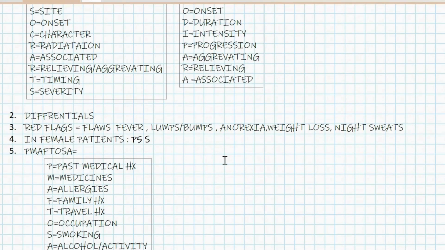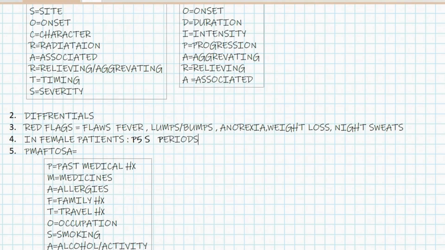Sorry, I forgot to add before, but after red flags and before PMAFTUSA, if there's a female patient, you have to ask a very important section that we must cover. You have to ask the 5 P's and 1 S. This helps us complete the gynecological and sexual history safely and professionally.